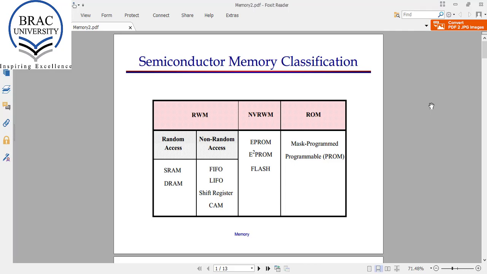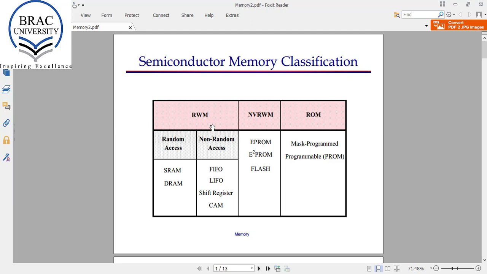In this lecture, I will discuss the memory circuits. First, I will show the classifications. Before I start, let me tell you, this slide is not prepared by me, I collected this.